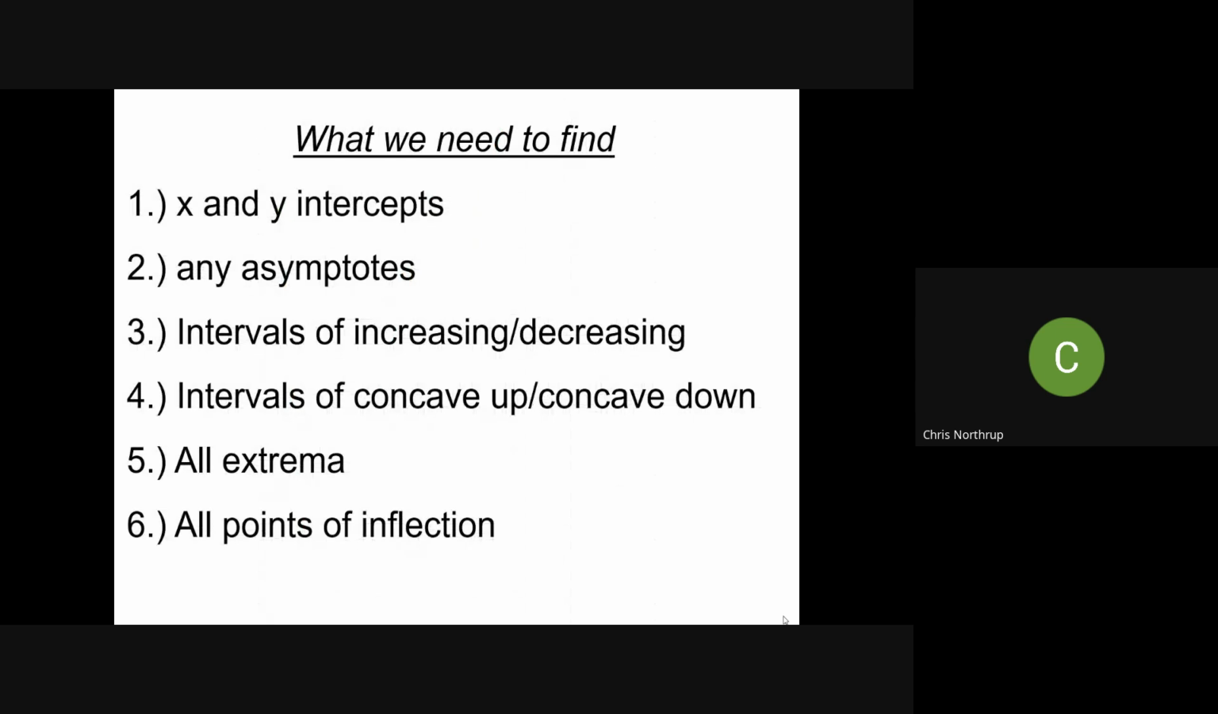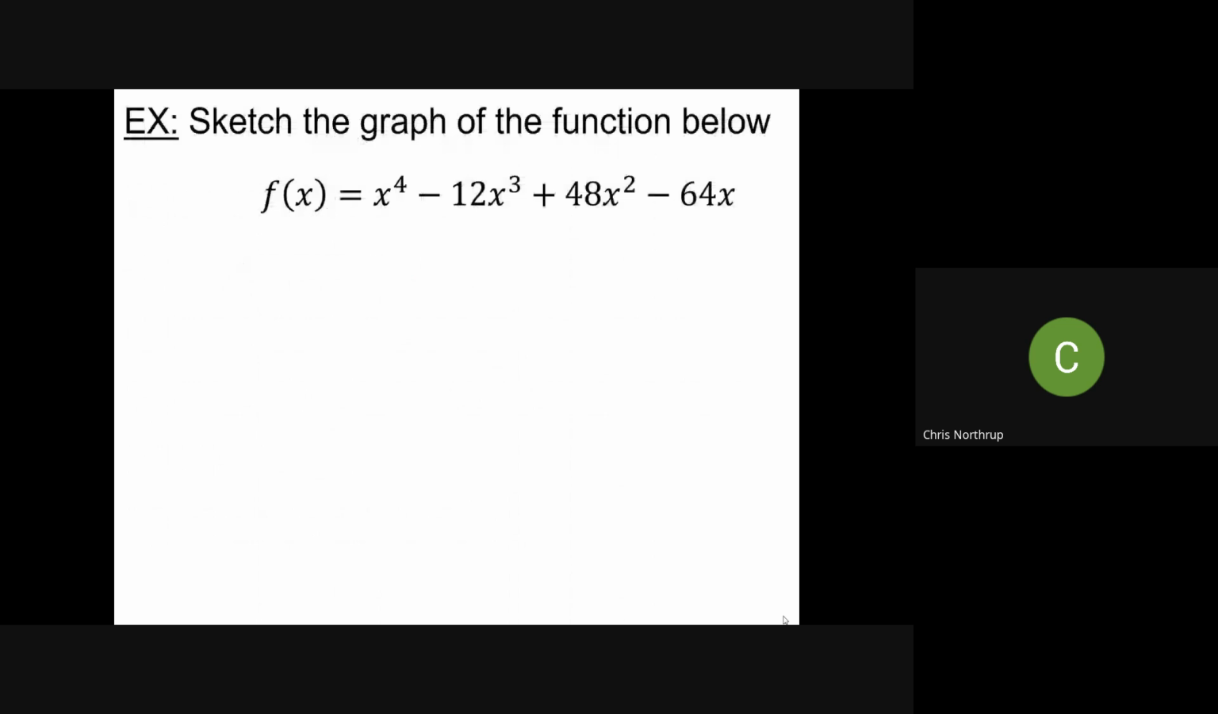So the process is basically going to be the same as last year with the added bonus of increasing, decreasing, concave up or down, and any extrema and points of inflection. So let's say we have that same function and we're going to sketch the graph of that thing. We want to go through all of the different parts.